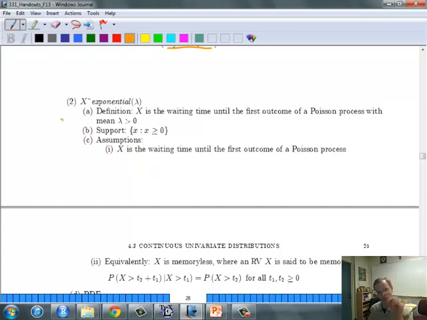Now, we'll derive it in the following way. Okay, the exponential can be construed as the waiting time until the first outcome of a Poisson process, and that Poisson process has a rate of lambda. Okay, so am I saying that the exponential distribution is related to the Poisson distribution? Yes.